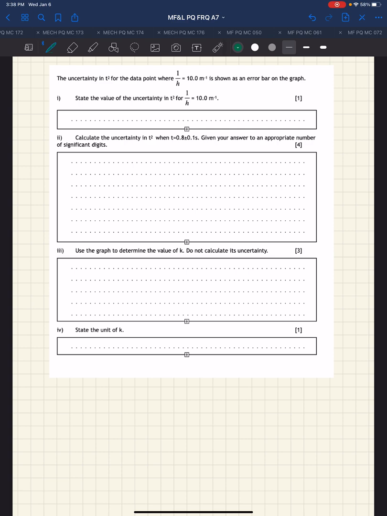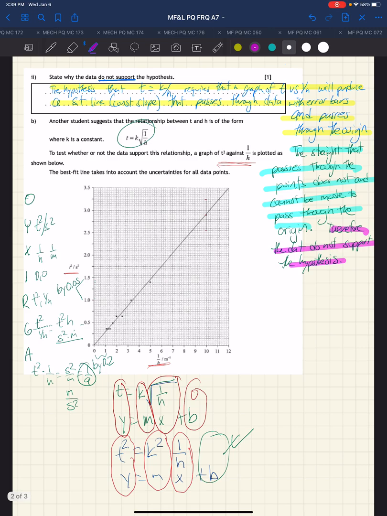In this next bit of information, we're told the uncertainty in t squared for 1 over h equal to 10 is shown on the graph. Well, let's see what they are talking about over here. We've already mentioned the error bars on the graph, and let's just analyze that a little more closely. We read off that value like so.